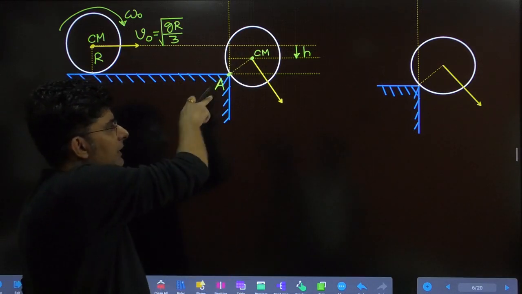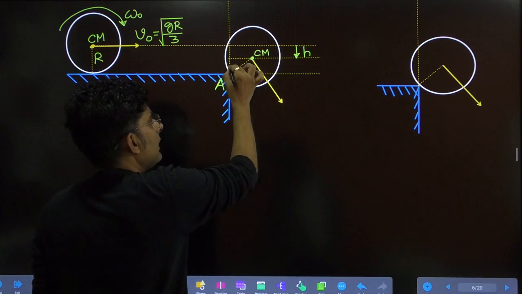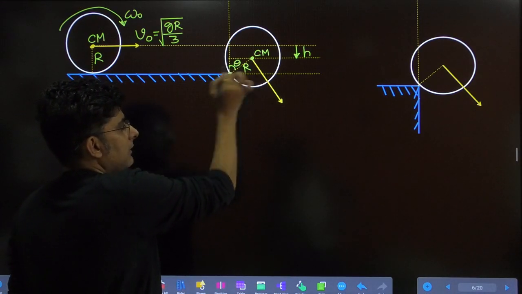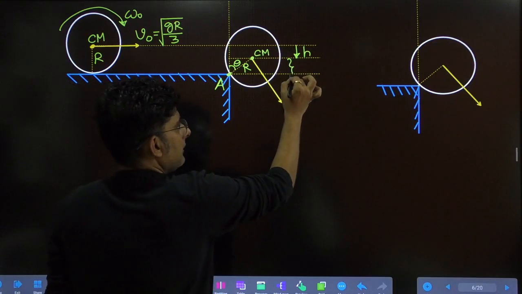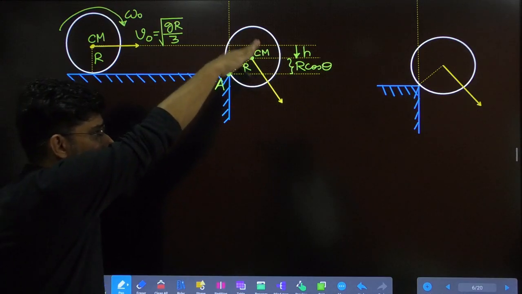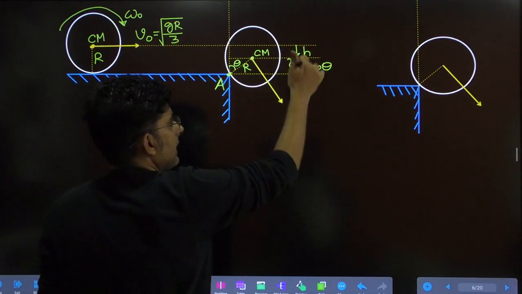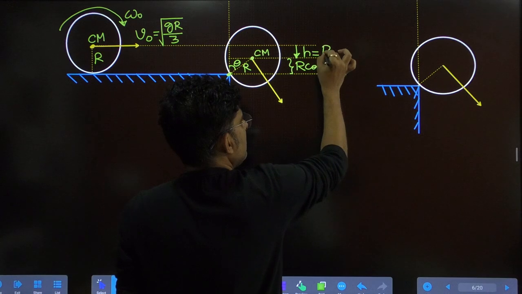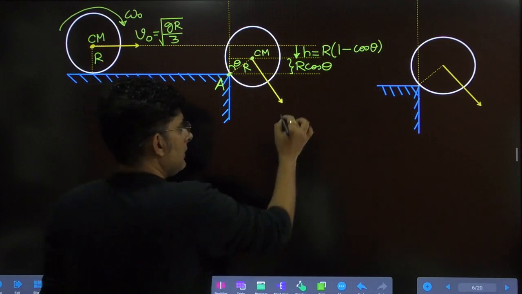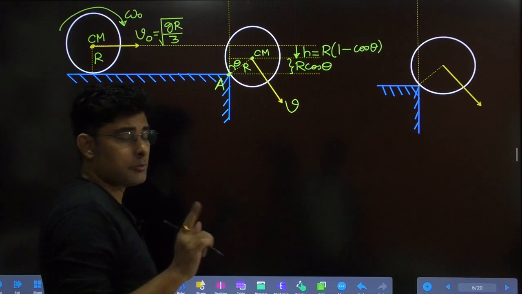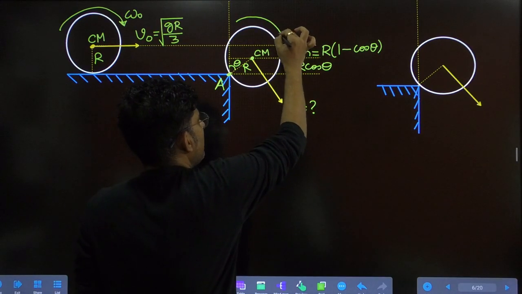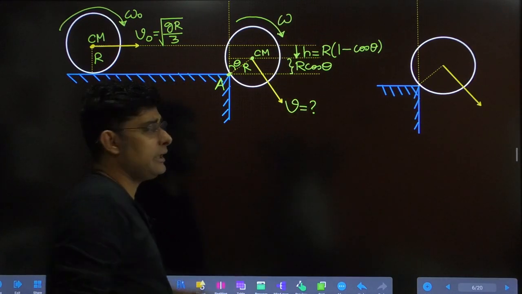Suppose this line ACM has turned with respect to vertical by an angle theta. Now you can see that this length is r. So this height is how much? By trigonometry, r cos theta. So how much is the height descended by center of mass? Capital R minus r cos theta, which we can simply write as h is equals to r into 1 minus cos theta. Now at that instant, let's take the speed of center of mass as v, which we have to find. And obviously there will be an angular speed omega, which will again be v by r.